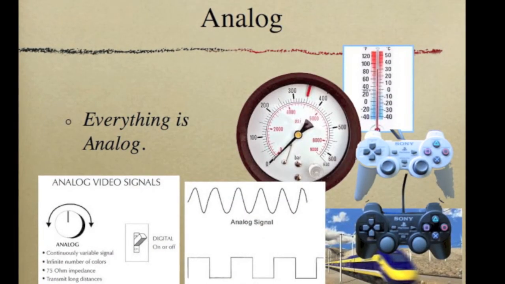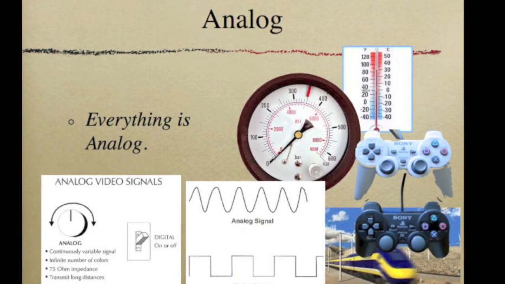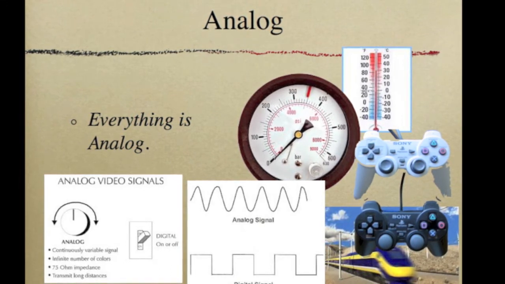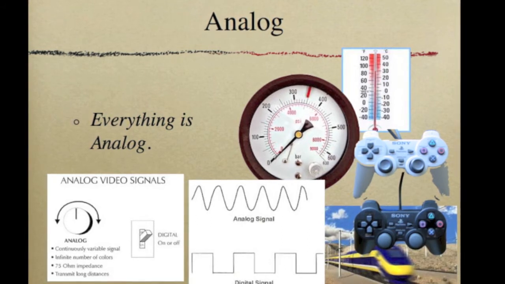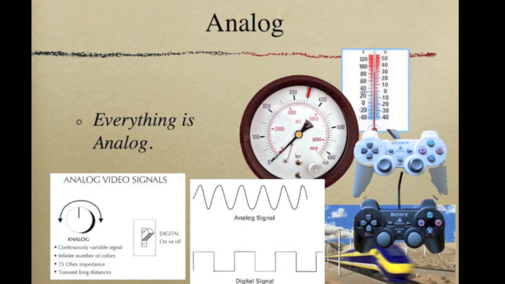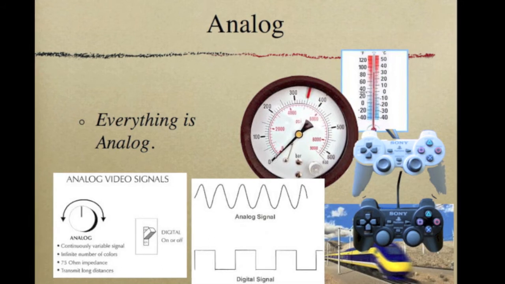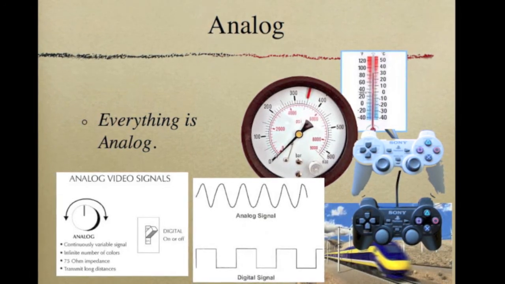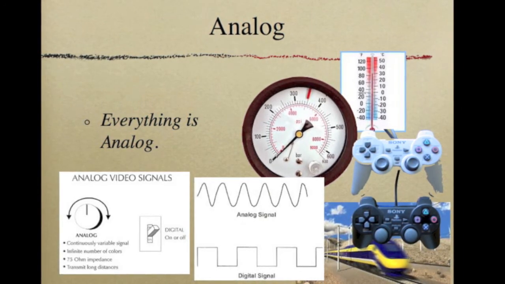Well, if you look around yourself, everything around us is actually analog signal. Like we have temperatures, we have pressures, we have speed, everything. They are all analog. Or even when you play with your game console. Right? So what is analog? Well, analog is actually continuous value or continuous variable signal.